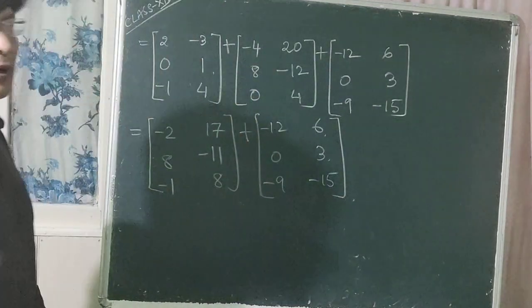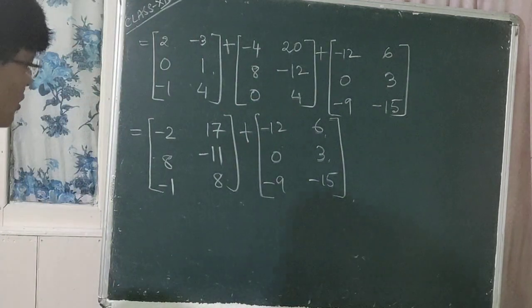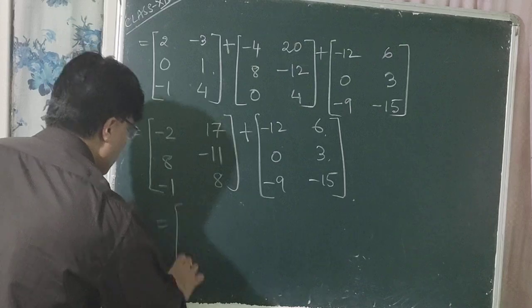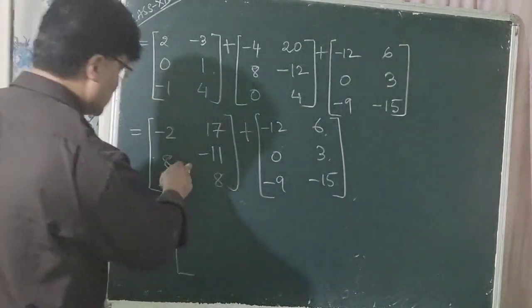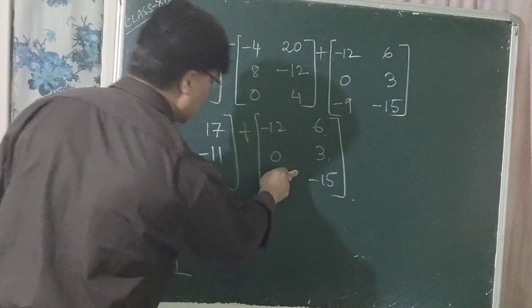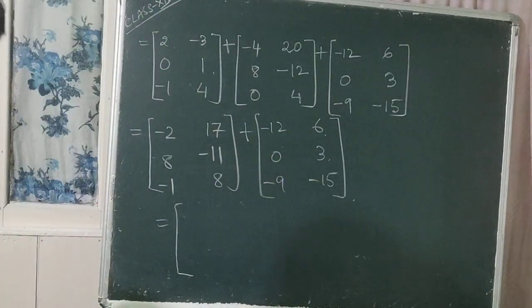Okay. So again you can add those two matrices here also. Let us add those two matrices. We can add them because they have got the same order. This is a 3 cross 2 matrix. This is also a 3 cross 2 matrix. That means you can add them.